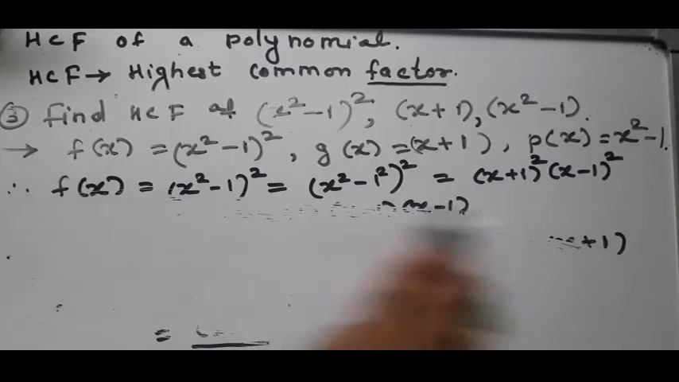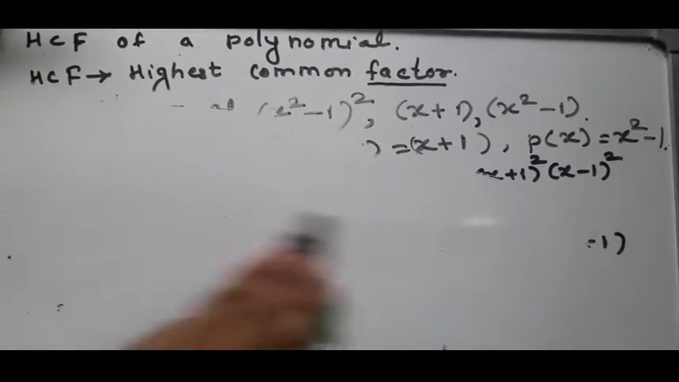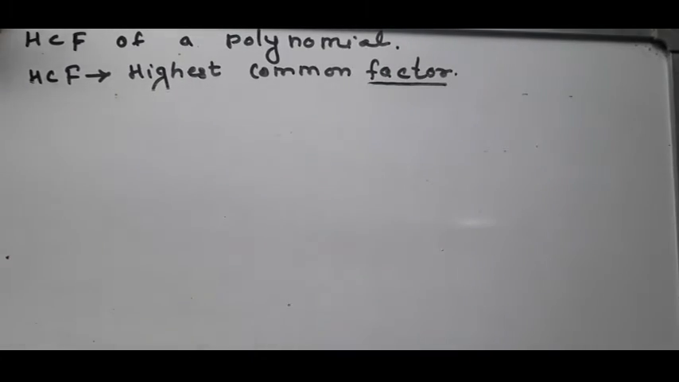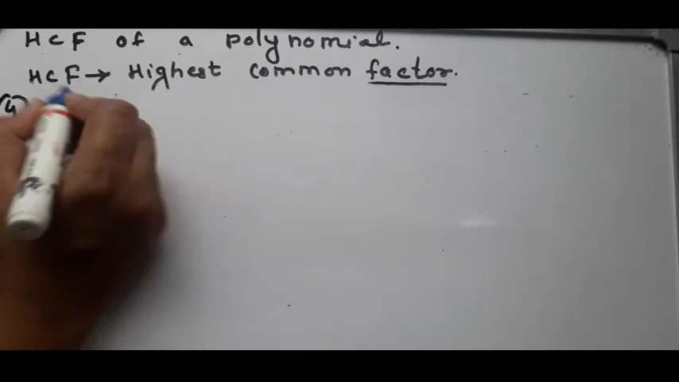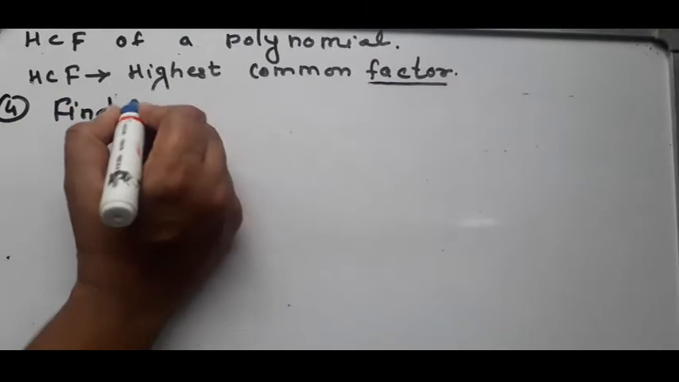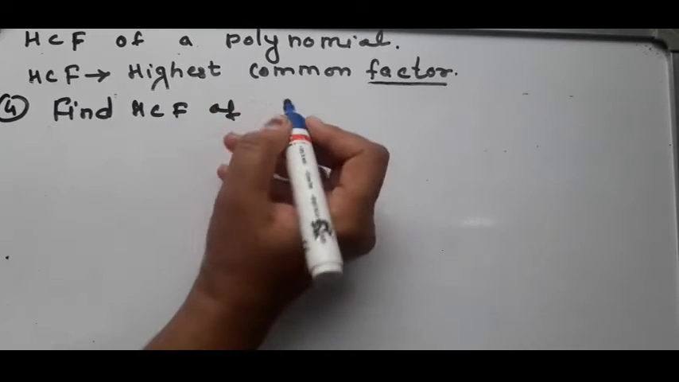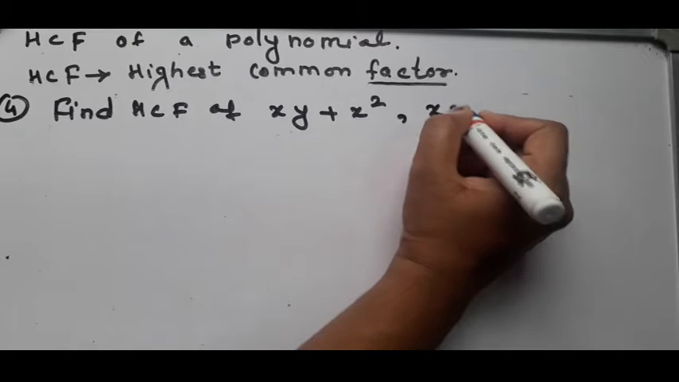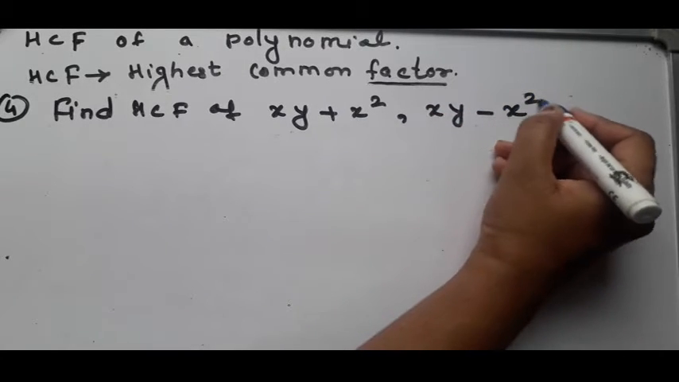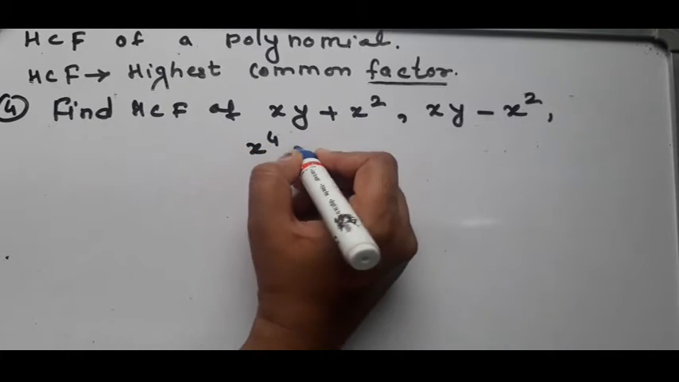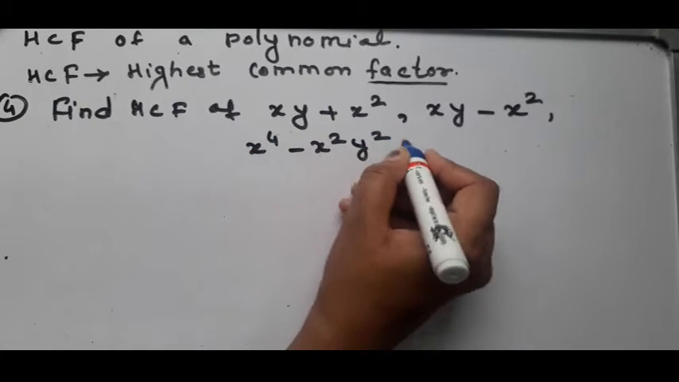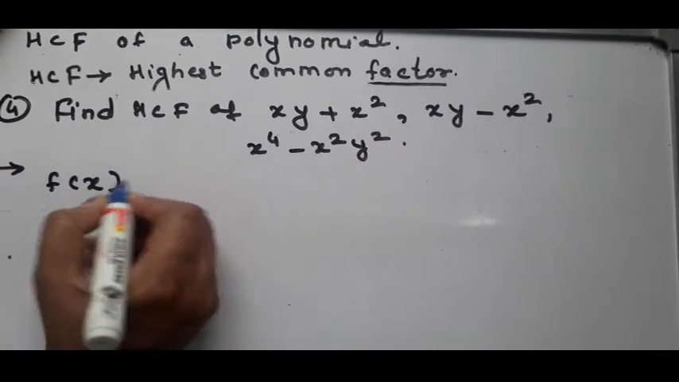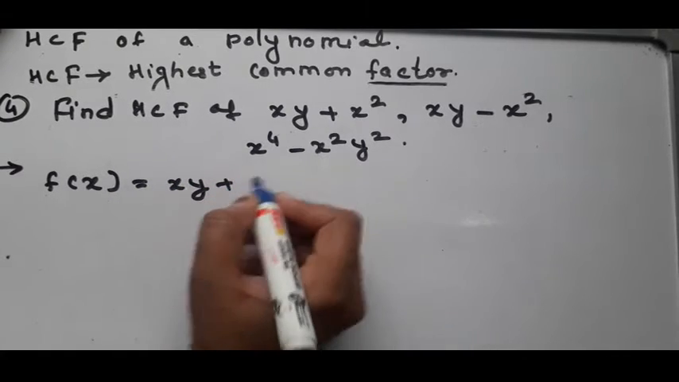Now we will see the next example. Example number 4. Find HCF of xy plus x square, xy minus x square and x raised to 4 minus x square y square. There are 3 terms. We will write them as f of x equal to, our first term is xy plus x square.